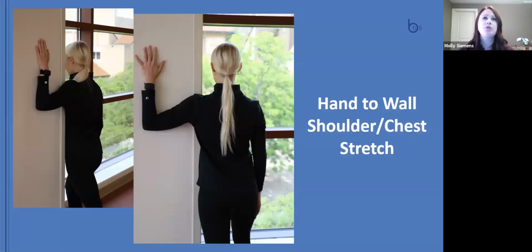This is the hand-to-wall shoulder and chest stretch. To do this, you want to stand upright in front of a doorway or wall. Place one hand and forearm into the side of the doorway at shoulder level. Lean forward until you feel a stretch along your chest and in front of your shoulders. Hold this for 20 to 30 seconds and then switch sides.